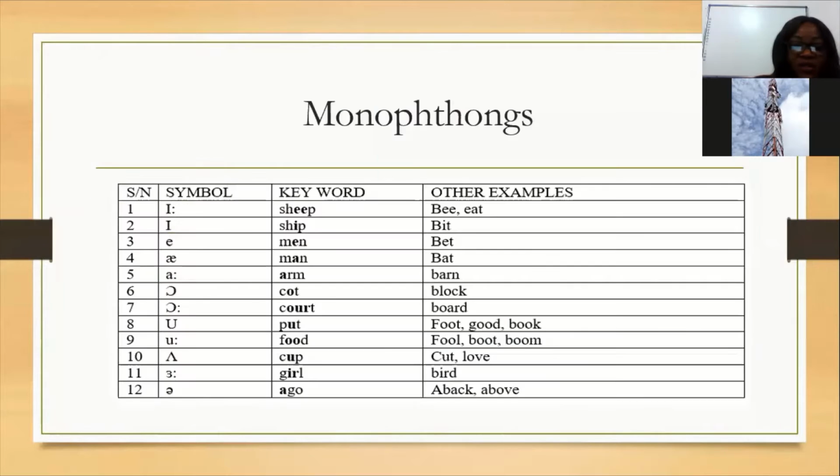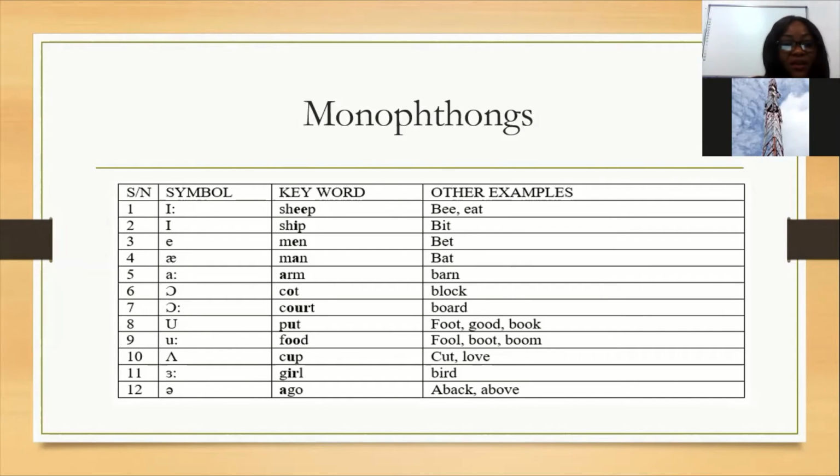Now, the vowel sounds are further subdivided into 2 groups. We have monophthongs and then we have the diphthongs. On your screen, you can see a table showcasing the 12 monophthongs. If you observe, there are some signs that have the little 2 dots by the side. That explains that those sounds are longer than the others. And you also have keywords by the side and some sounds or some alphabets highlighted to show you that those are the sounds that we are referring to.